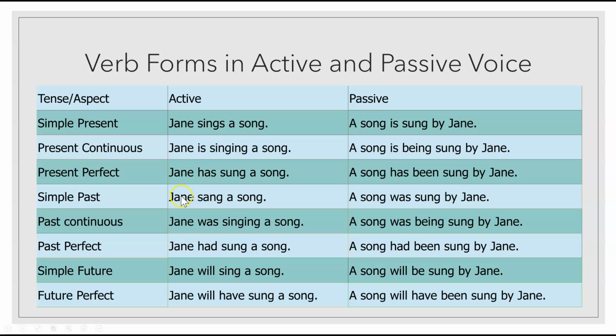So if we look at the simple past tense, Jane sang a song, the passive voice of this is a song was sung by Jane. So we moved Jane from the beginning of the sentence to the end, we moved song to the beginning, and then you fill in these words to make the sentence make sense, right? So obviously we had to change the form of the verb here, and we had to add the helping verb was.